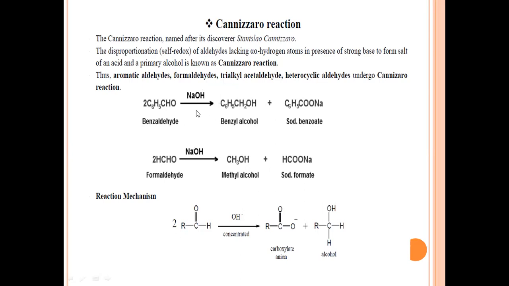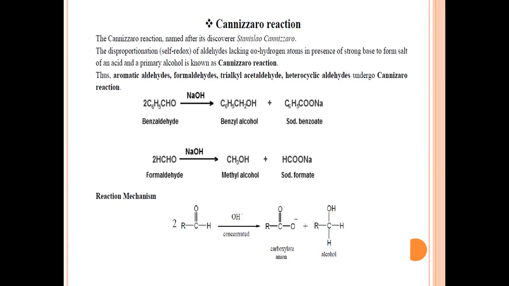Now this benzaldehyde, when it reacts with sodium hydroxide, is going to form benzyl alcohol and sodium benzoate. That means two molecules of benzaldehyde are used, as they lack the presence of alpha hydrogen atom. So this benzaldehyde undergoes a reaction with a base molecule to form a salt of the corresponding acid, that is benzoic acid, sodium benzoate, and there is formation of benzyl alcohol. This type of reaction is known as the Cannizzaro reaction.